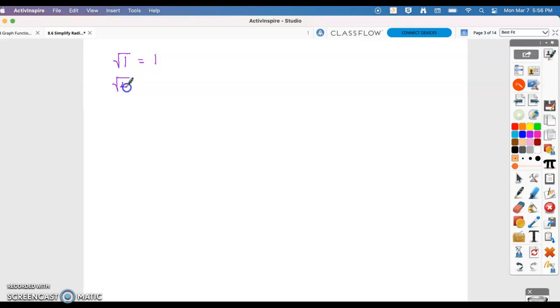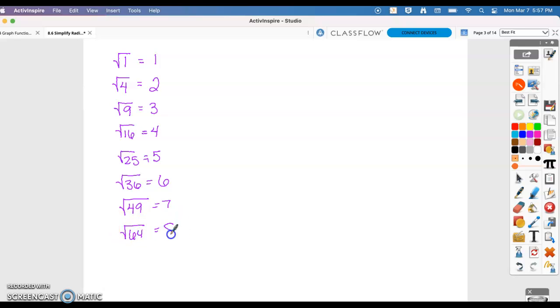The square root of 4 is 2. The square root of 9 is 3. The square root of 16 is 4. Square root of 25 is 5. Square root of 36 is 6. Square root of 49 is 7. Square root of 64 is 8. Square root of 81 is 9.